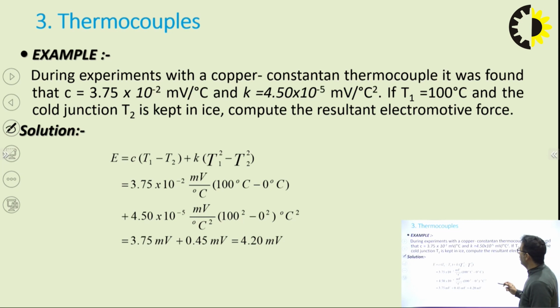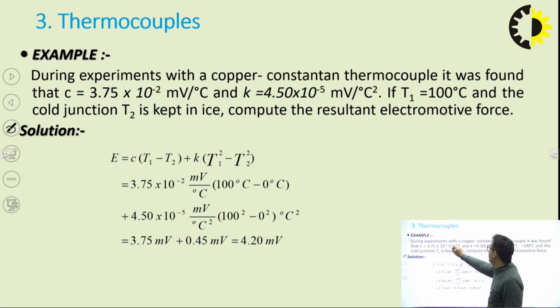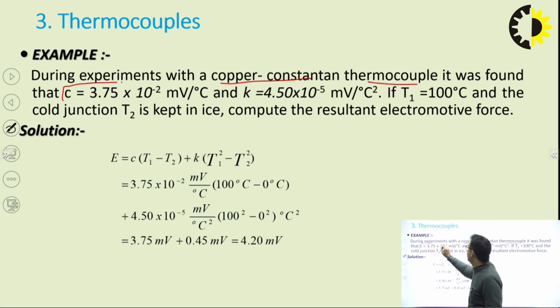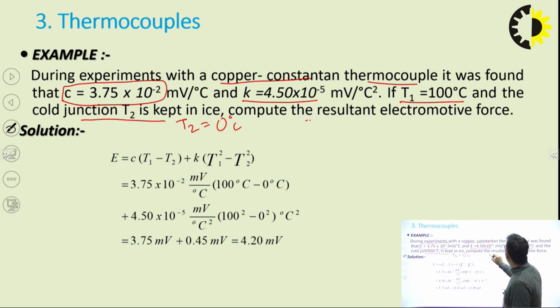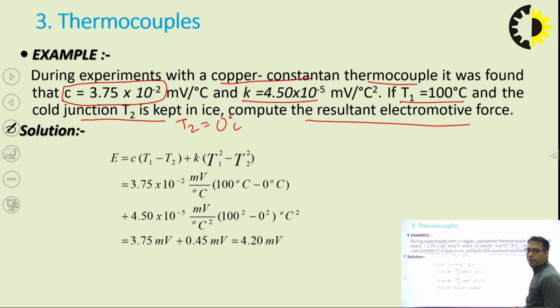So another numerical example: during an experiment with a copper-constantan thermocouple, it was found that the constant C is equal to this, and K is equal to 4.50 × 10 raised to the power minus 5. T1 is given to us as 100 degrees, and T2, the cold junction, is kept in ice, so T2 is 0 degrees centigrade. Compute the resultant EMF induced.